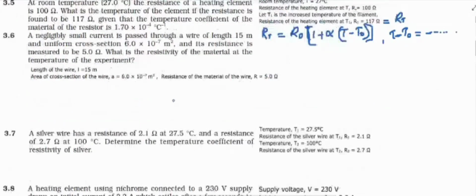Then, question 6. A negligibly small current is passed through a wire of length 15 meter. Length is given, L is equal to 15 meter. Then, uniform area of cross section. Area of cross section A is given. Then, the resistance is measured as 5 ohm. R is equal to 5 ohm. What is the resistivity of the wire at that temperature? Resistivity formula: rho is equal to RA by L. All quantities are given. You can substitute the values and find the answer.